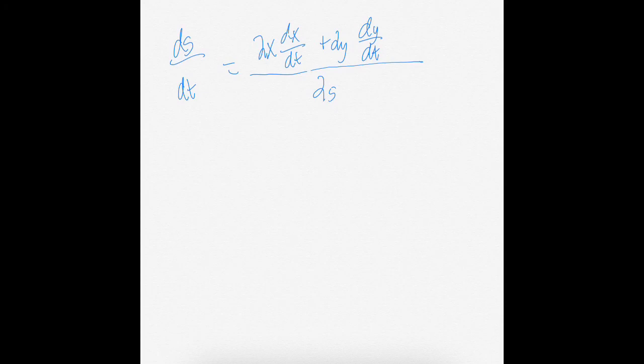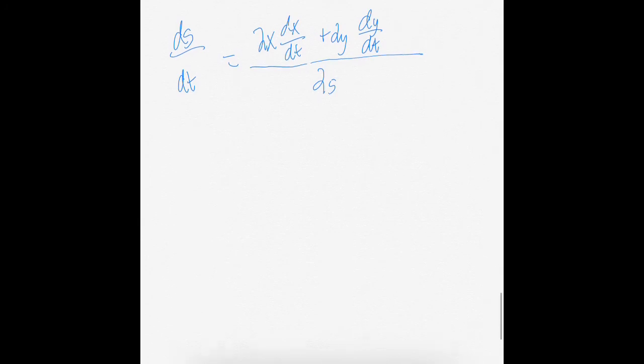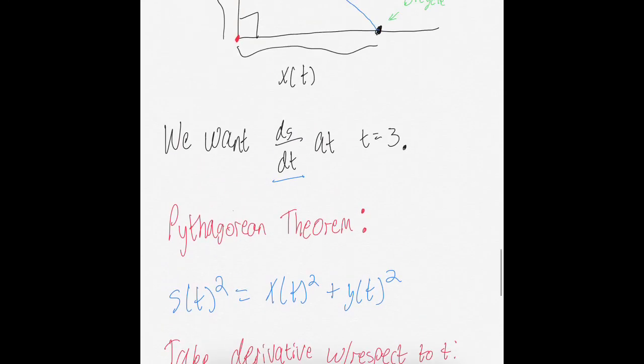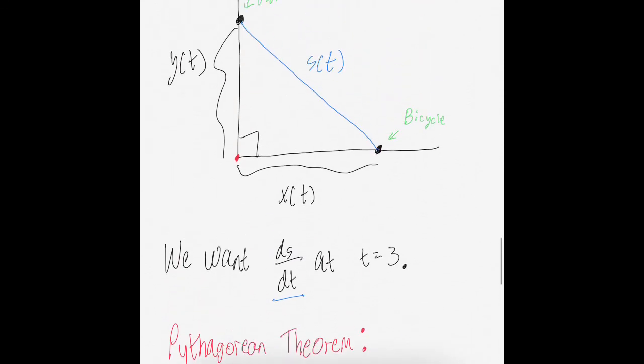In any case, it's nice in that we have ds dt all alone, but on the other hand, man, we got all these variables that we need to solve for. We got x, dx dt, y, dy dt, and s. So why don't we go ahead and see if we can figure out what those things are.